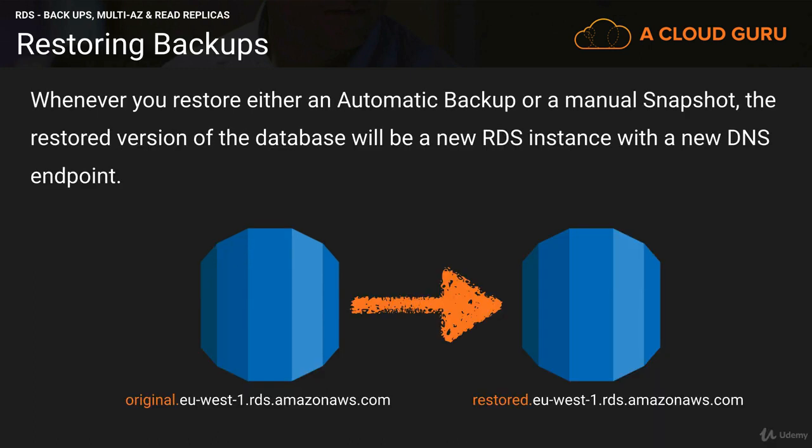So moving on to restoring backups, whenever you restore either an automatic backup or a manual snapshot, the restored version of the database will be a new RDS instance with a new DNS endpoint. So when we do a restore, let's say that this is our DNS endpoint for the original database. So we've got original.eu-west-1.rds.amazon.aws.com. When we do a restore, it's going to have a new DNS endpoint. So they are basically completely separate databases with completely separate DNS endpoints.